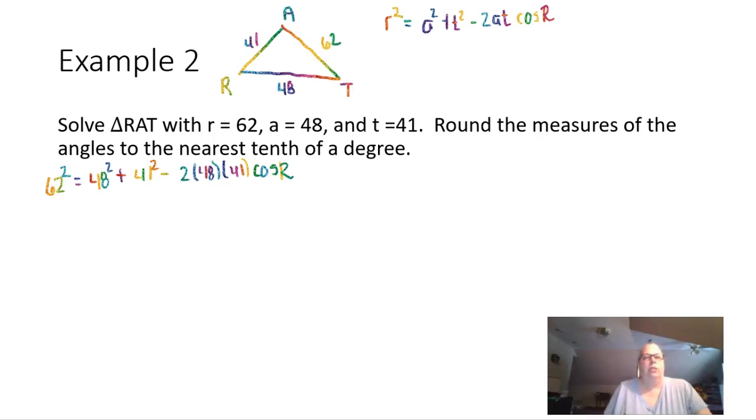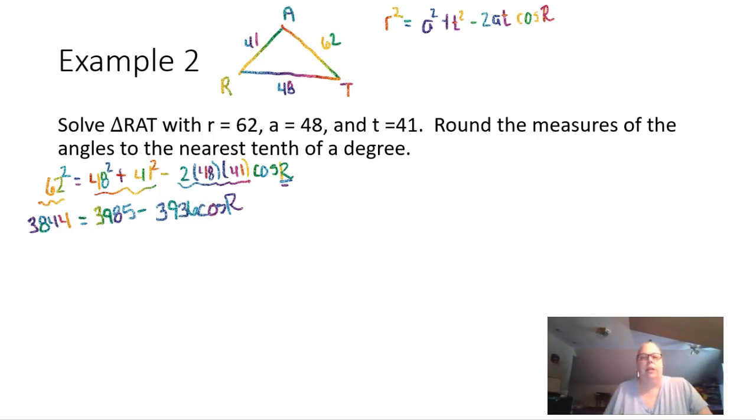Okay, now just like the previous problem, we're going to have to do this in 3 separate parts because my variable is back here. I can't combine all of this with all of this right here because this is attached to the variable that is not. All right, so let's put it in the calculator and simplify each of these 3 terms. And here's what the calculator gives me when I square the 62 and when I square the 48 and 41 and add them together, and then when I multiply 2, 48, and 41 together.